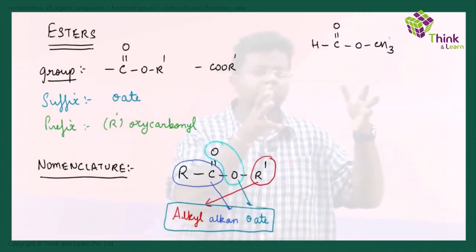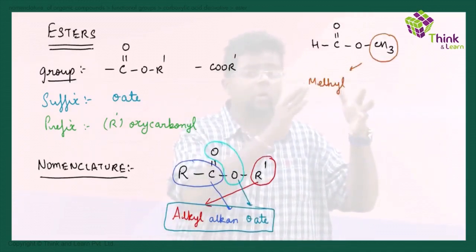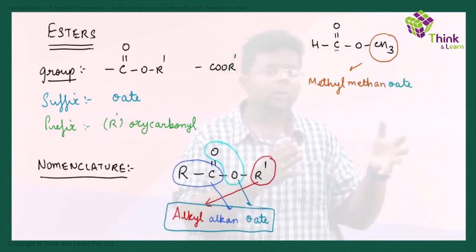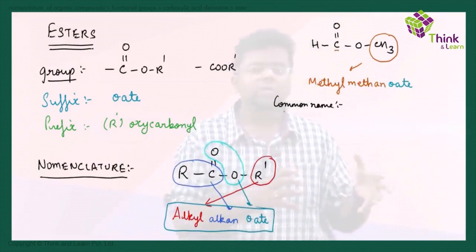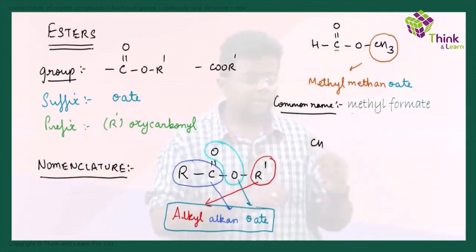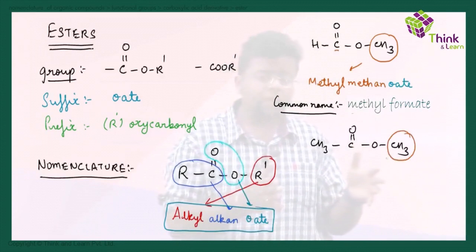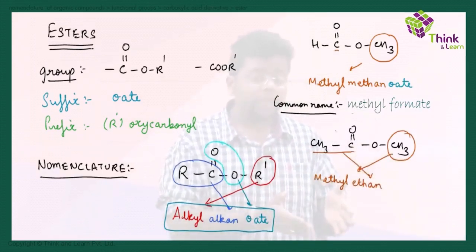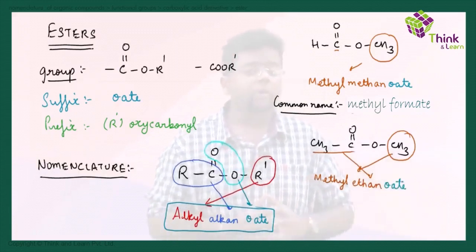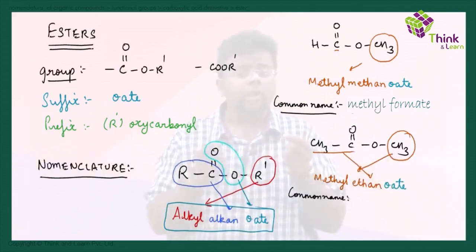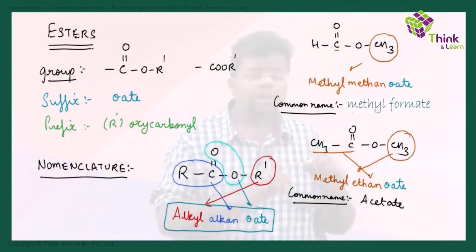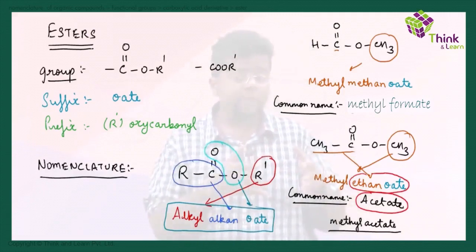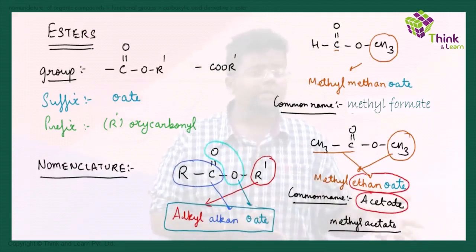Let me take one example. If I have an example something like this, the CH3 is connected directly to O, so the name would be methyl. One carbon over here means methane, and oate. So the common name for this compound is formate. Similarly, if I take another example, what should be the name? The name would be methyl. Two carbons over here would be ethane, and for the oxygens we'll put oate. And the common name over here for ethanoate, we'll call it acetate. And before ethanoate, since we had methyl, the common name becomes methyl acetate.